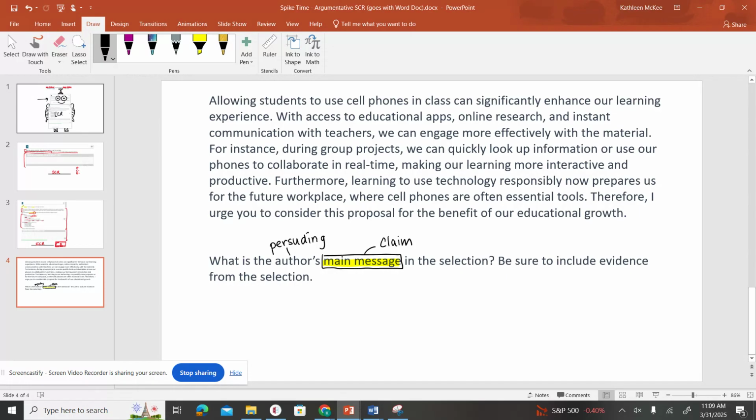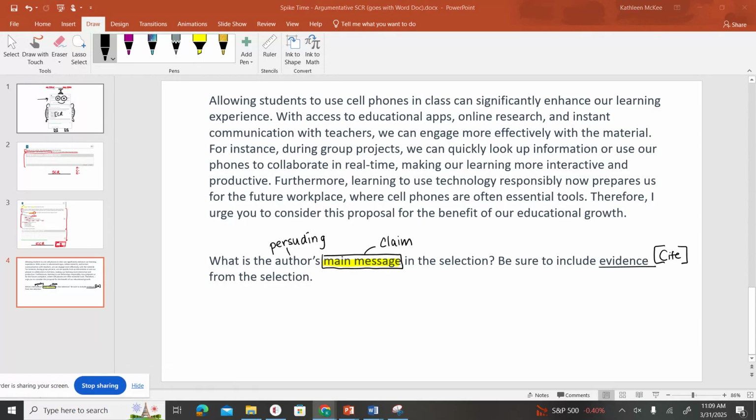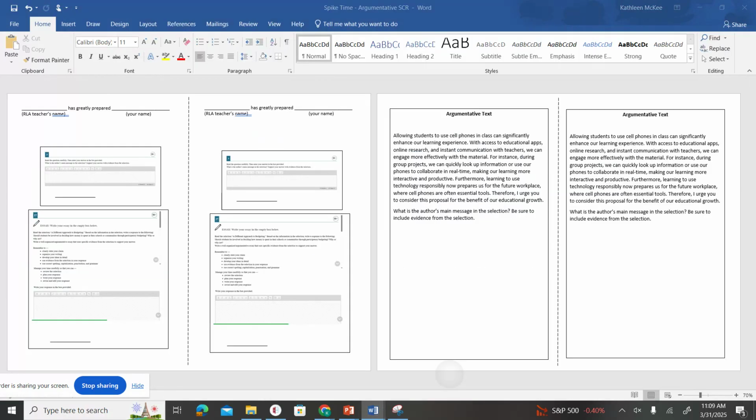Now in 8th grade, it gets a little bit more complicated and you have to understand counterclaims, but we're just going to focus on claim today because we have 6th and 7th graders watching this video as well. Then it says, be sure to include evidence, and all of you know that that is the cite portion of the short constructed response. So what you're going to do is you are going to plan out on your paper the short constructed response, and you should have room, lots of room right down here to do it, okay?